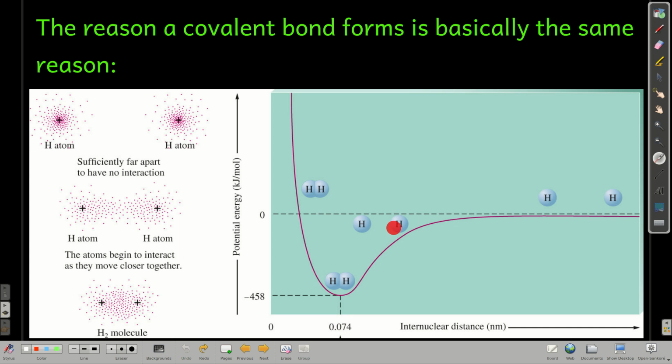Now, if we keep pushing these two closer together, the protons start feeling each other. They repel each other, and the energy starts going up, and it's repulsive, and it shoots up towards infinity. So there's some distance where this energy is at its minimum, and that's what we call the average bond length for hydrogen, or for whatever molecule it is.